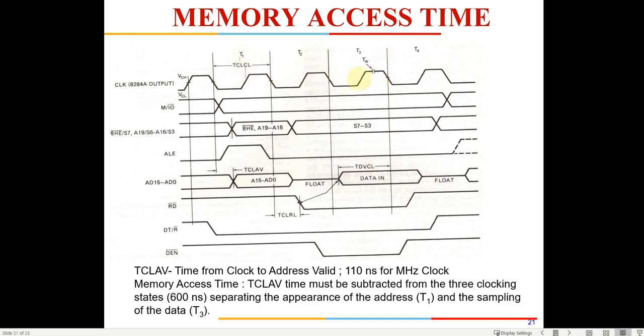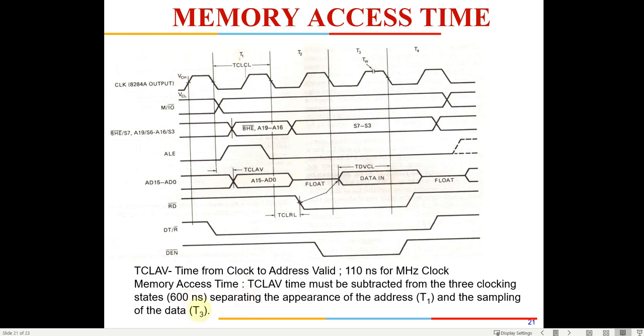So the memory can be read in the third clock cycle, right? In the fourth clock cycle, the next data is again pushed. So if you see the first clock cycle, the address changes. In the second cycle, the data is placed by the memory, and in the third clock cycle, the data is captured by the 8086. So if you see, 3 clock cycles stands for 600 nanoseconds, right?